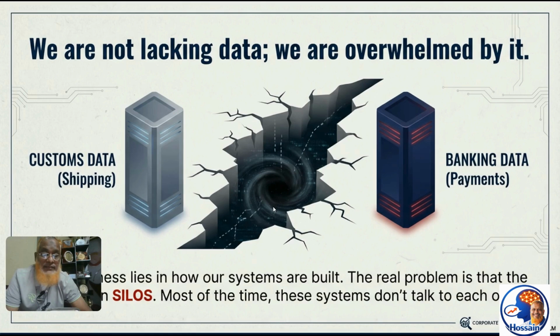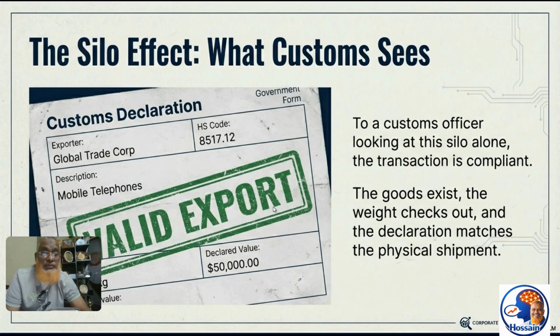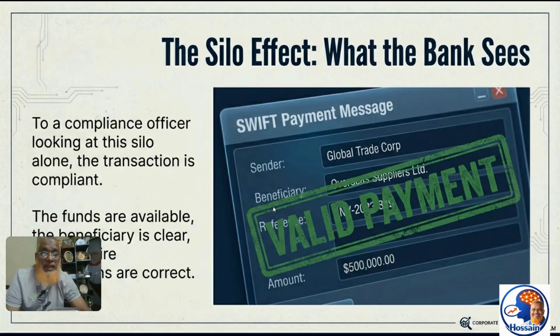We don't lack data. We are overwhelmed by it. The real problem is that the data lives in silos. Customs has shipping documents and declarations, banks have payment and financial data, and most of the time these systems do not talk to each other. Look at the customs data alone. It is a valid export. Look at the banking data alone. It's a valid payment. No alarms, because you are only seeing half of the story.